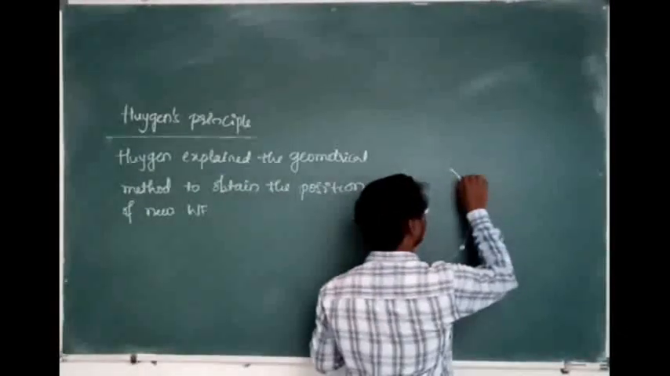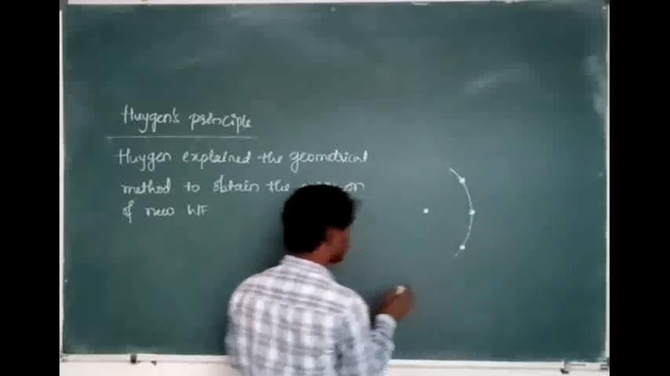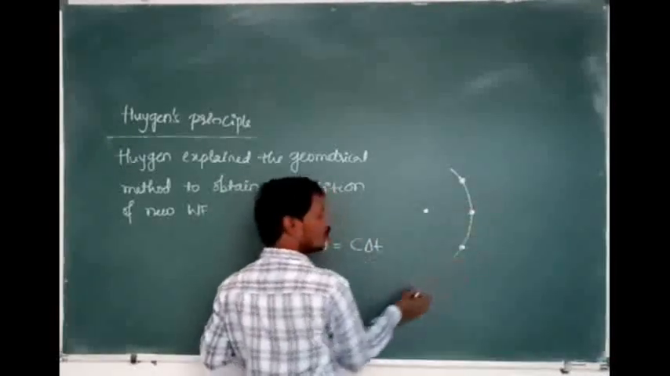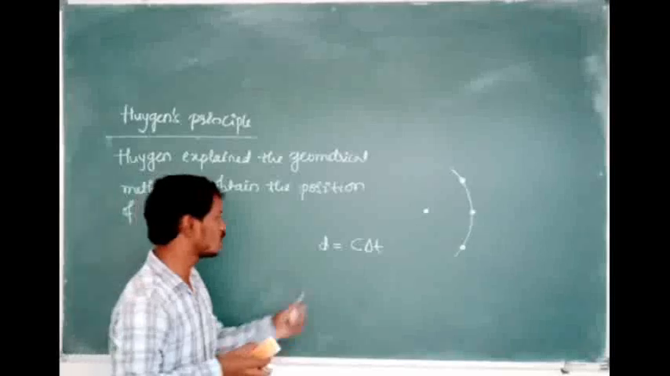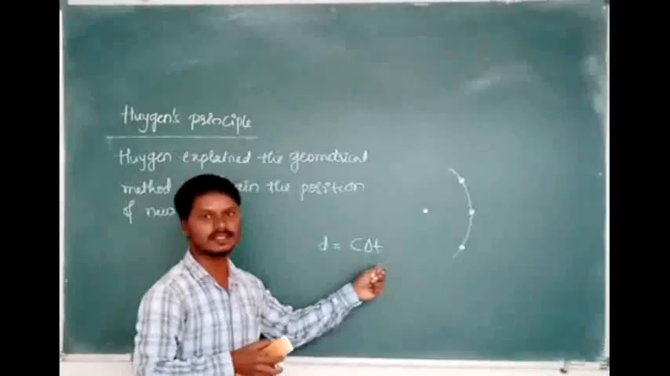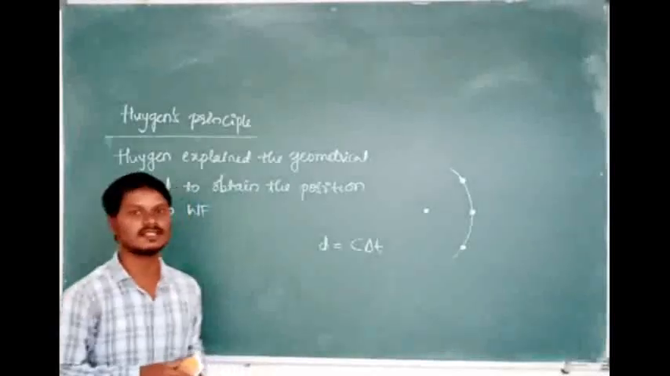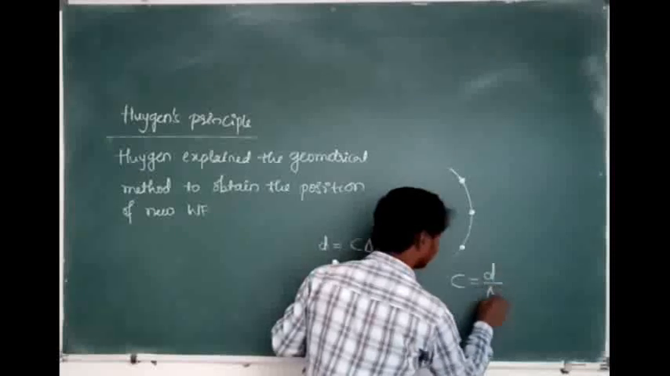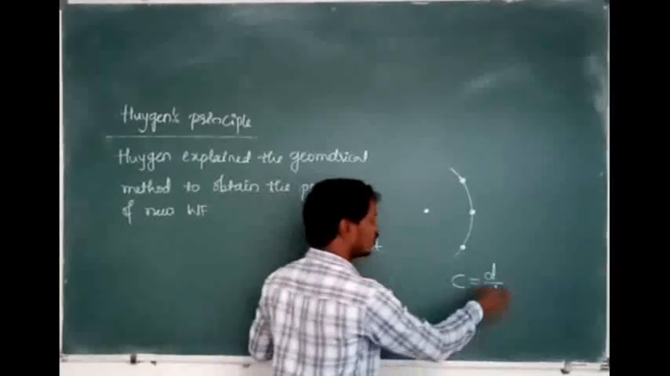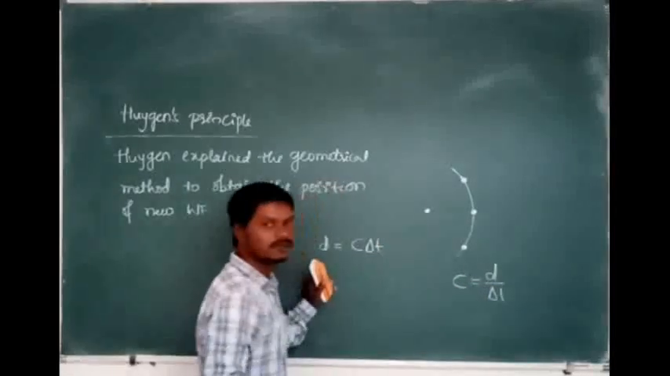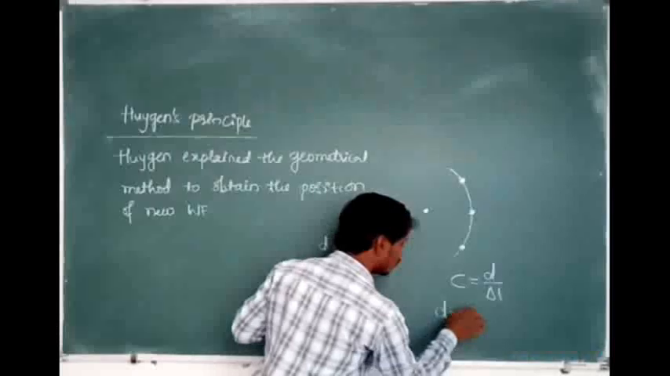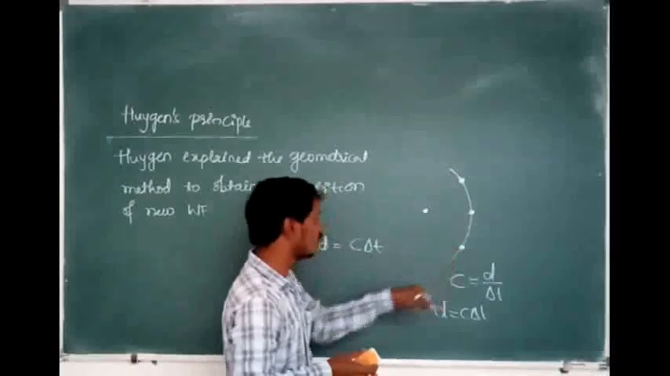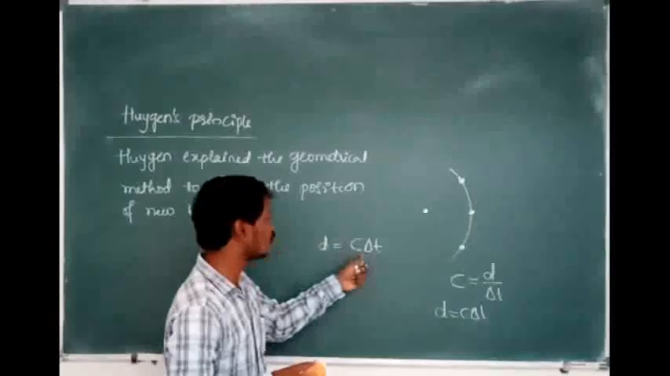See here, the light travels a distance c into delta t in time delta t. This is a light wave. The light wave travels the distance d equal to c delta t. How is it obtained? By the definition of velocity or speed. What is the definition of speed? The distance traveled divided by the time taken. The time taken is delta t, the distance traveled is d, and c is the speed of light. Then the distance traveled is d equal to c delta t.